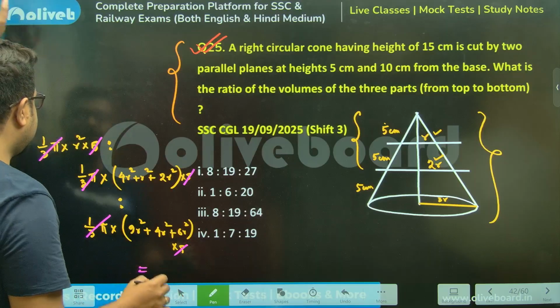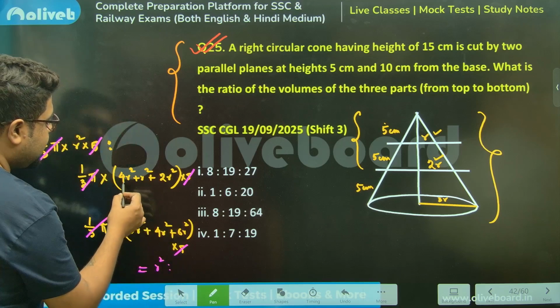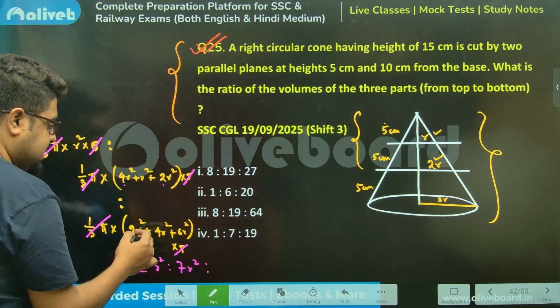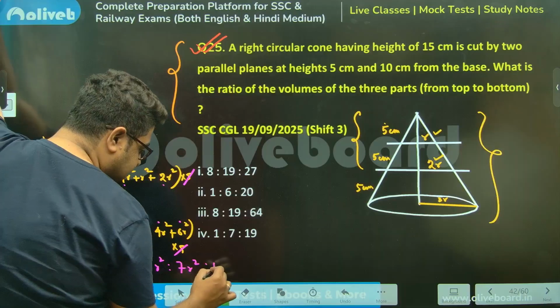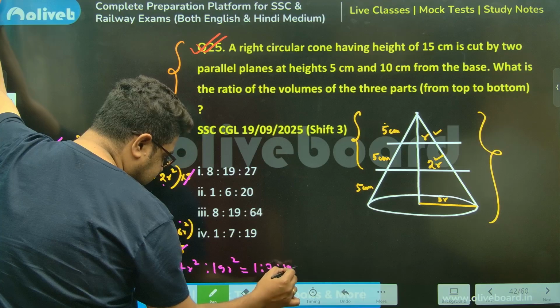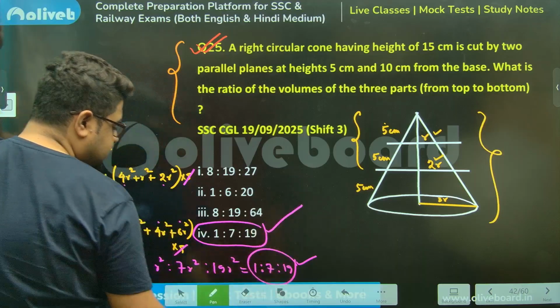So first from here I'm getting r square. Second one, sir, 4 plus 2 plus 1 is 7 r square. Third one, sir, 9 plus 4 plus 6 is 19 r square. So this is 1 is to 7 is to 19, sir. That's your answer. Option number 4, sir.